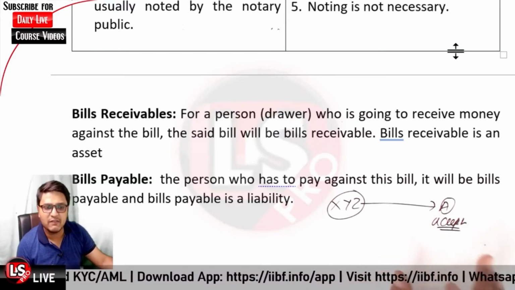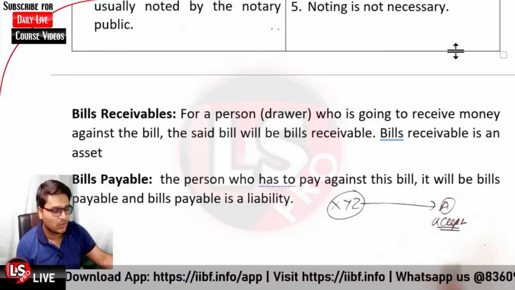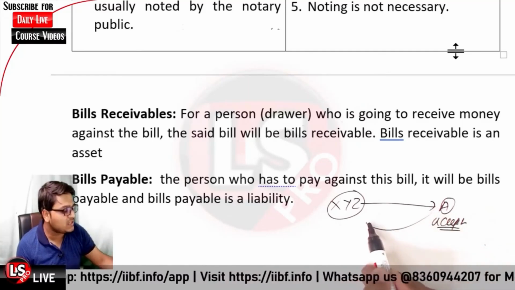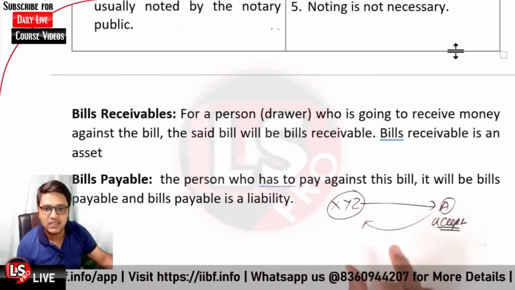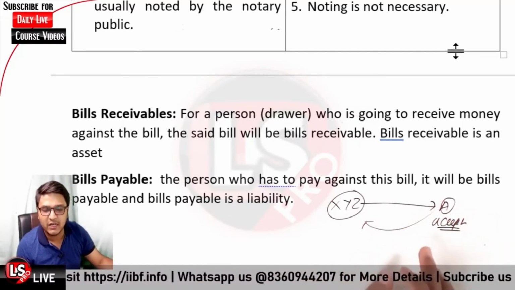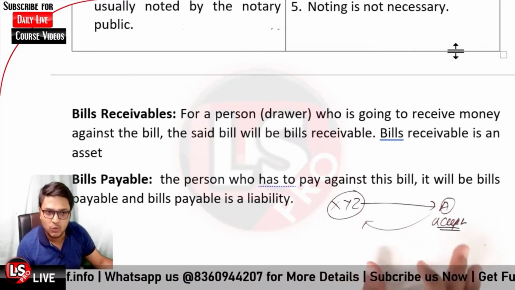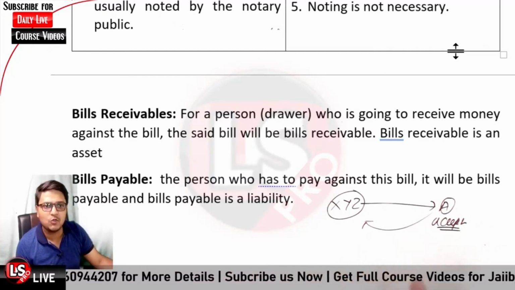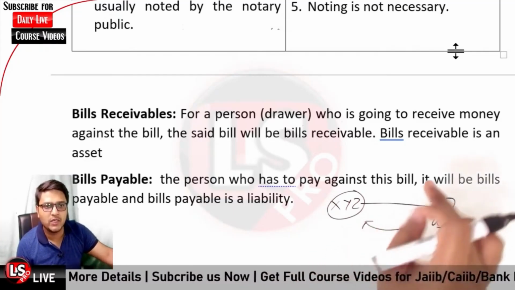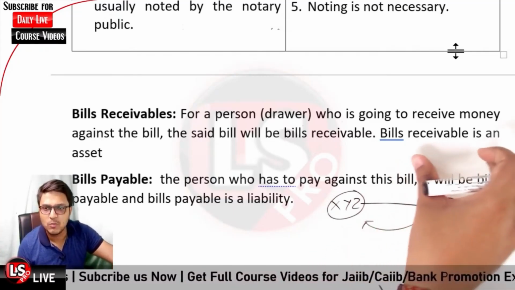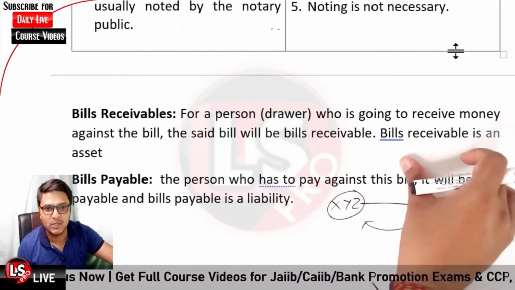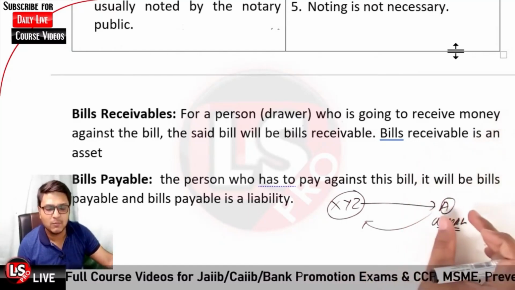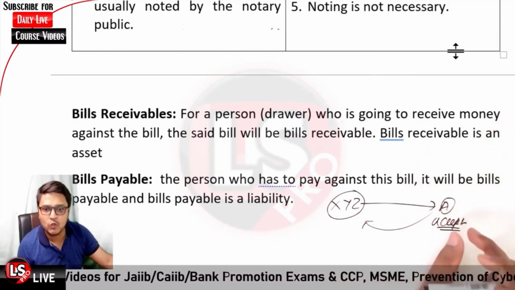Okay, so bills receivable is what? It is an asset, because you are entitled to receive the payment. You have not received the payment yet. You will be receiving it after or on the due date, but you are entitled to receive the payment, so it will go under bills receivables. So bills receivable is an asset, and in the books of A, he has accepted to pay the payment.